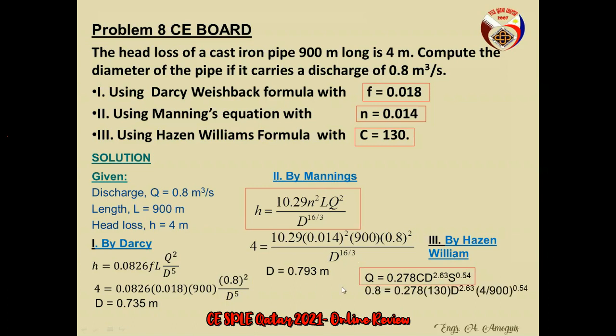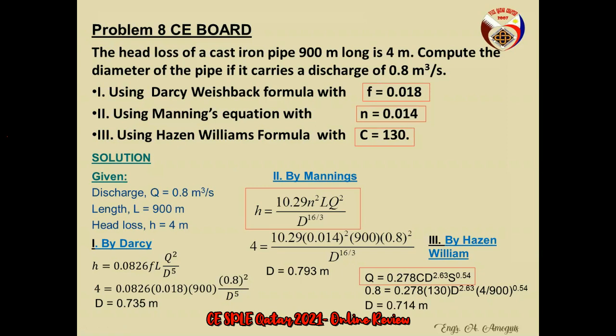So, you have, yung S ko is 4 over 900, raised to 0.54. Diameter, C, 130. Yung 0.8, you can solve diameter. So, diameter raised to 2.63. Alam mo kung paano i-solve yun. 0.8 divided by 0.278, 130, and 4 over 900 raised to 0.54. Tapos, raised to 1 over 2.63 to solve the diameter of the pipe. So, 0.714.